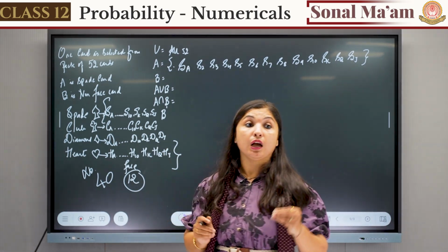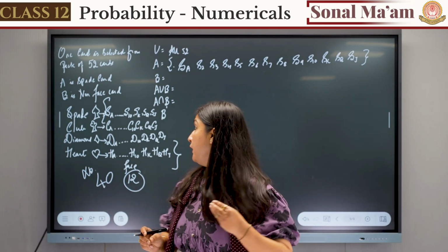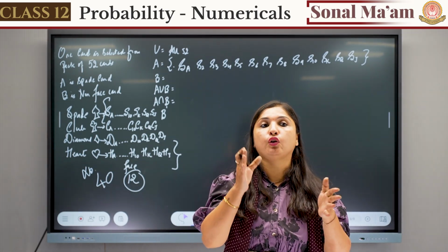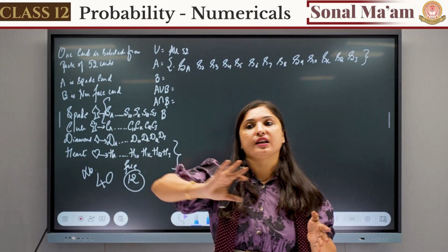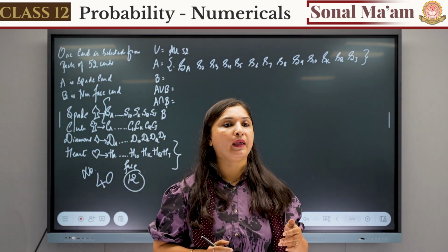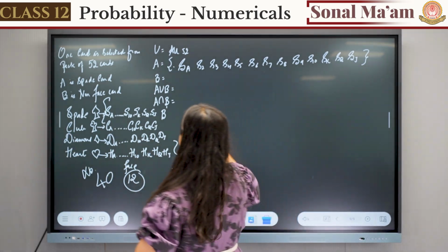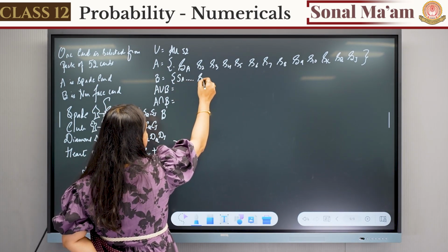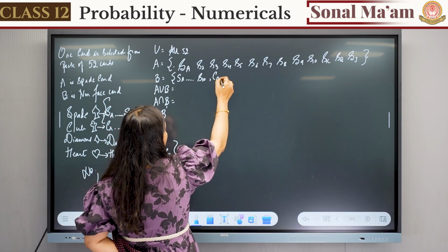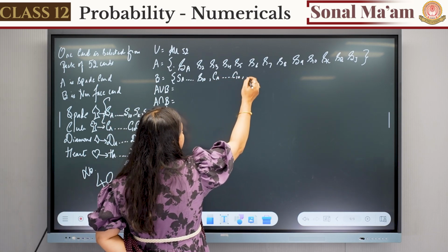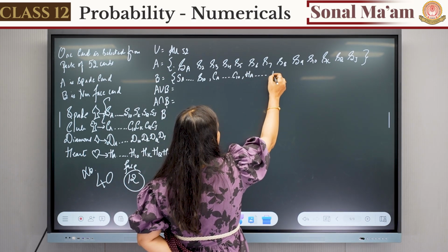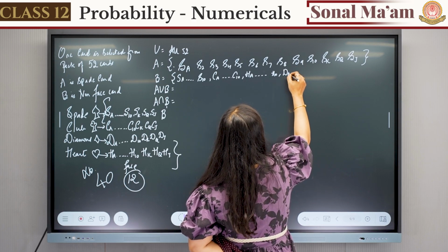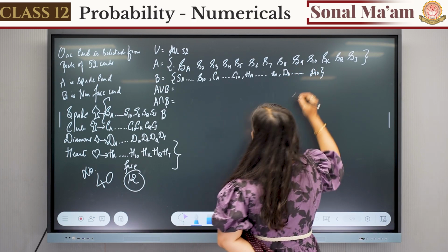Then event B is non-face card. Now what do you mean by non-face cards? Non-face card means we don't want king, queen and jack. We just want the number cards. How many number cards we have? We have 40 number cards. Means my B will start from SA to S10, CA to C10, then HA to H10 and DA to D10. Is it clear to everyone?